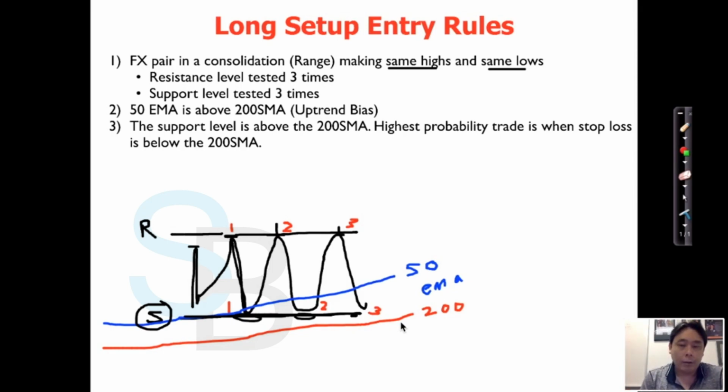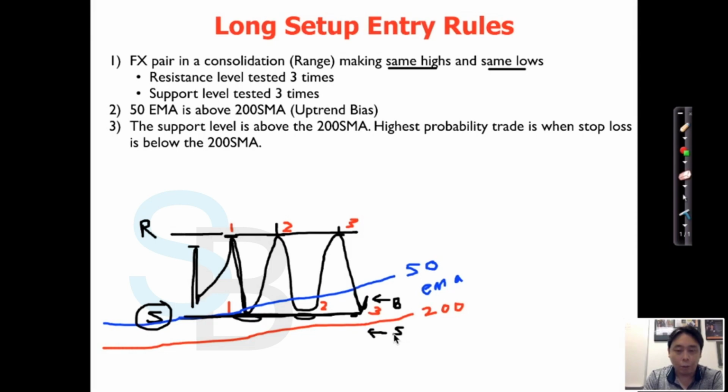Okay. Now, the highest probability is when our stop loss is placed below the 200 moving average. Now, it is not a must. It is not a must, but it is a good to have. In other words, for example, if the price is bouncing off here, bouncing there, I'm going to put a buy there, right? I'm going to buy over there, and I'm going to put my stop loss here.